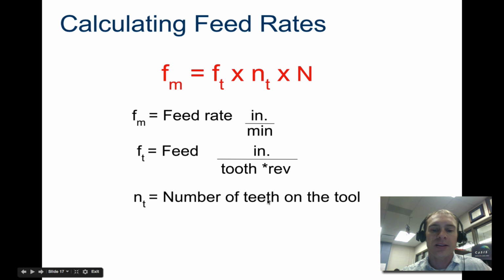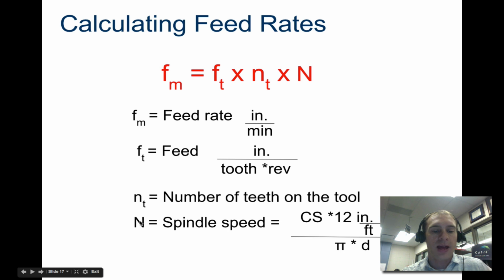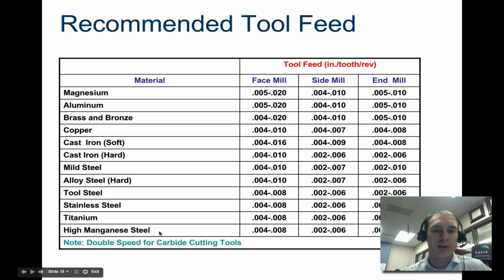NT is the number of teeth on the tool, or flutes is another name for that. And then N is the spindle speed. We just got done calculating some spindle speeds. So in order to find the feed rate, you would have to first calculate the spindle speed.